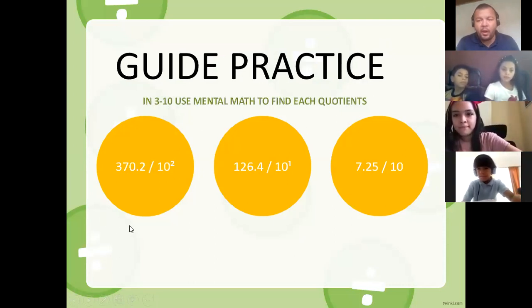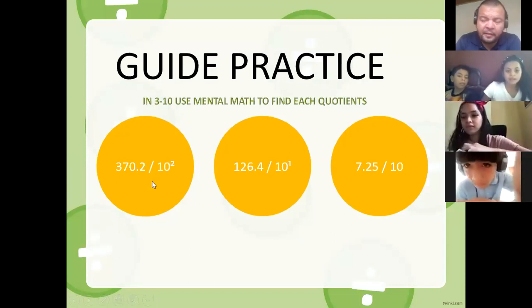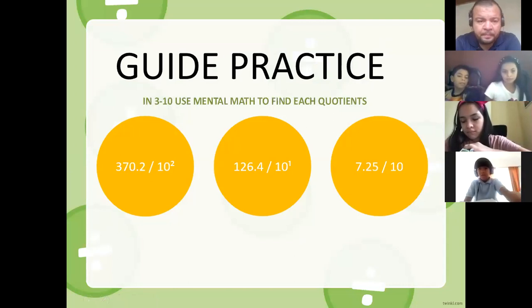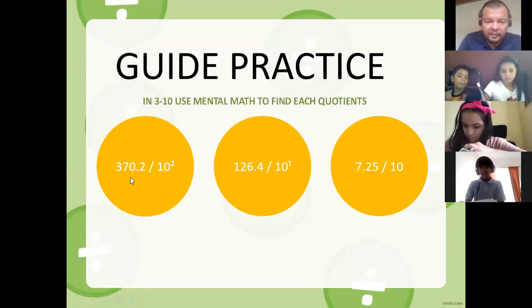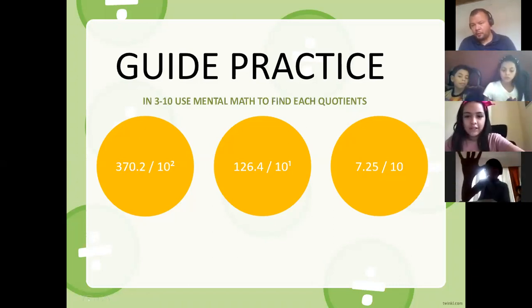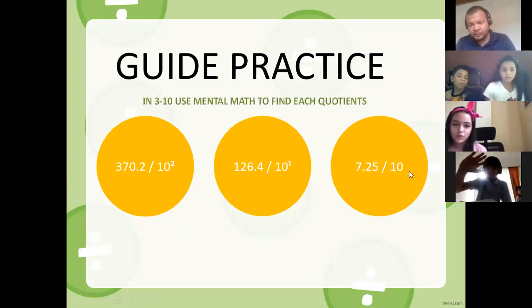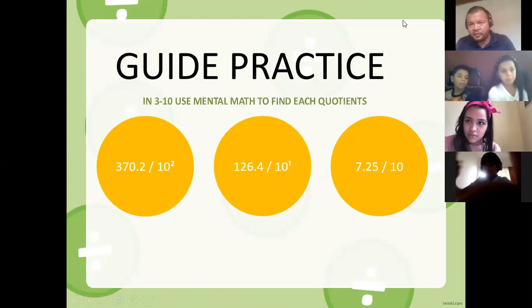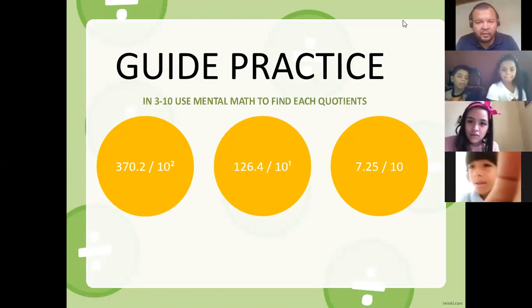And the number one, we have 370.2 divided, this symbol means divisor. Okay, it's a division. 370.2 divided by 10 exponent 2. What is the answer? You can write it on the chat. Okay, that's good. Someone wrote it on the chat.